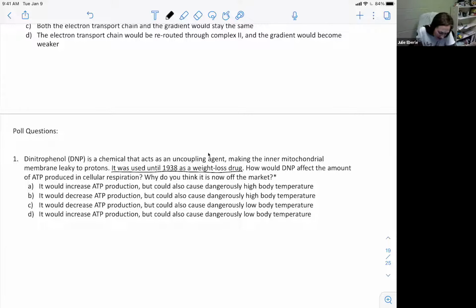How would DNP affect the amount of ATP produced in cellular respiration? In addition to calling this oxidative phosphorylation, it can also be known as cellular respiration. Why? Because this is why we breathe oxygen. This is the purpose of breathing oxygen. Why do you think it's off the market now? So did I launch this? Launch the poll.